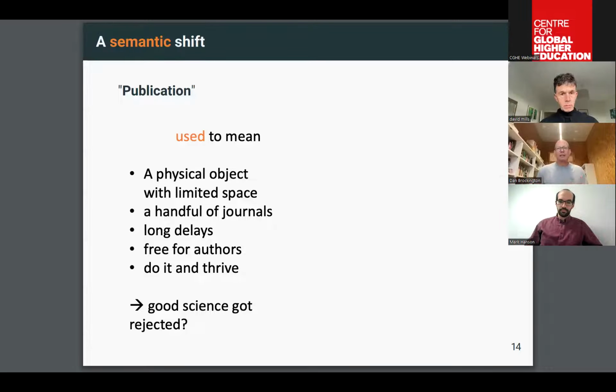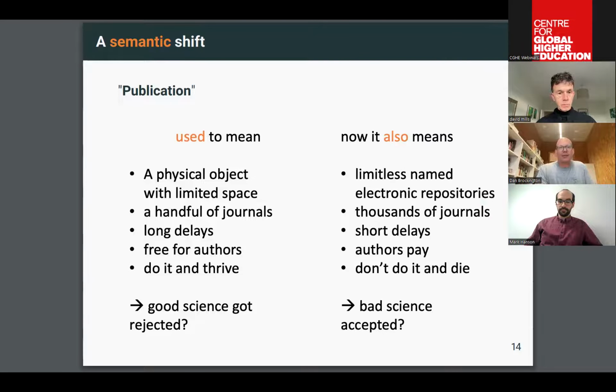It used to be the case when I was cycling around Oxford in the 1990s that journals were found in specific libraries. There was a limited number of journals. There's limited space on the shelves for them. It took a long time to publish, but when you did get an article published, it was free to do so. And if you published, then you could thrive if you did well. And it had the risk, however, that the good science could be rejected.